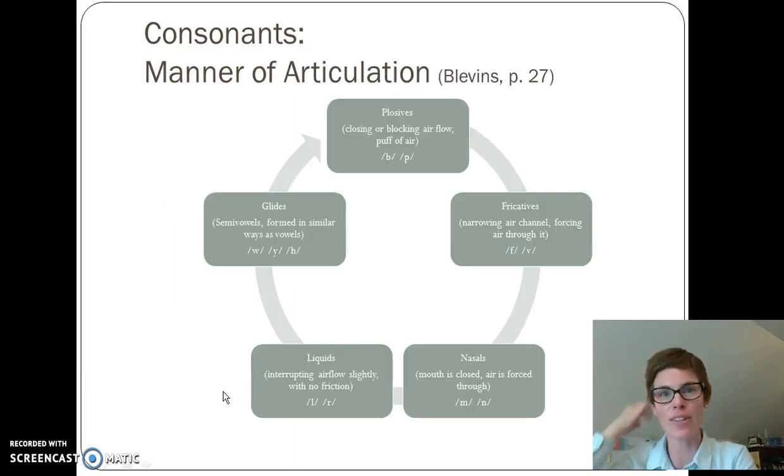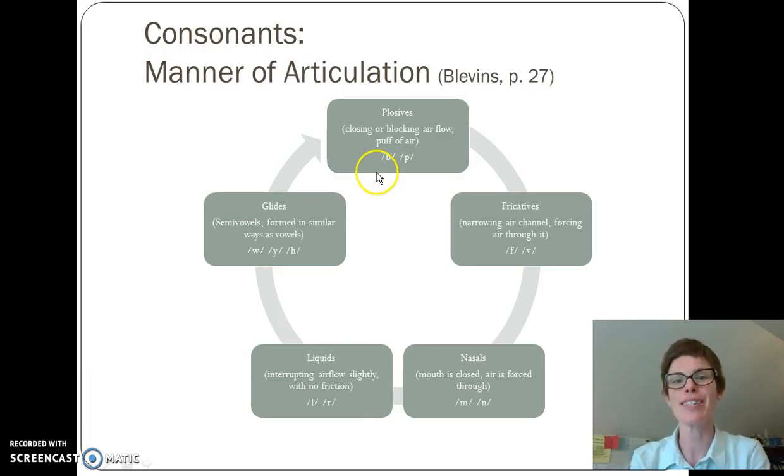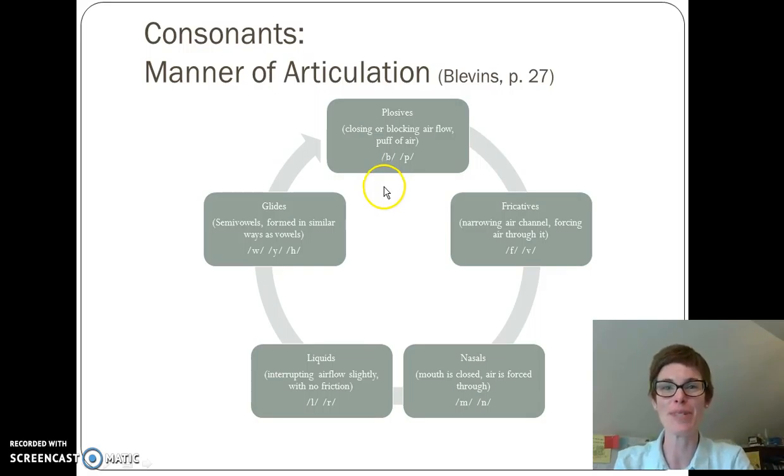Another way, a second way, that we can categorize consonants is by their manner of articulation. You can find this information in Blevins on page 27. This is going to require some demonstration from me. Again, you can do this on your own if you are in a place where you're comfortable to do so. I will give you the definitions of each of these manners of articulation, and then I'll also demonstrate them for you.